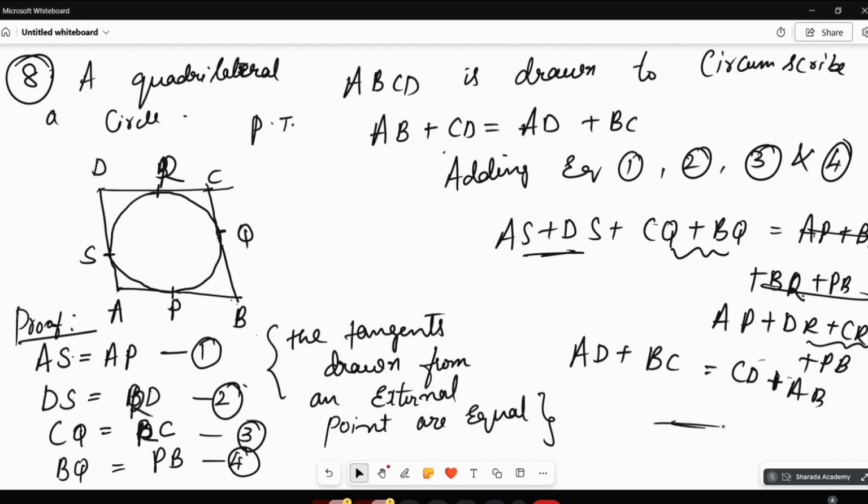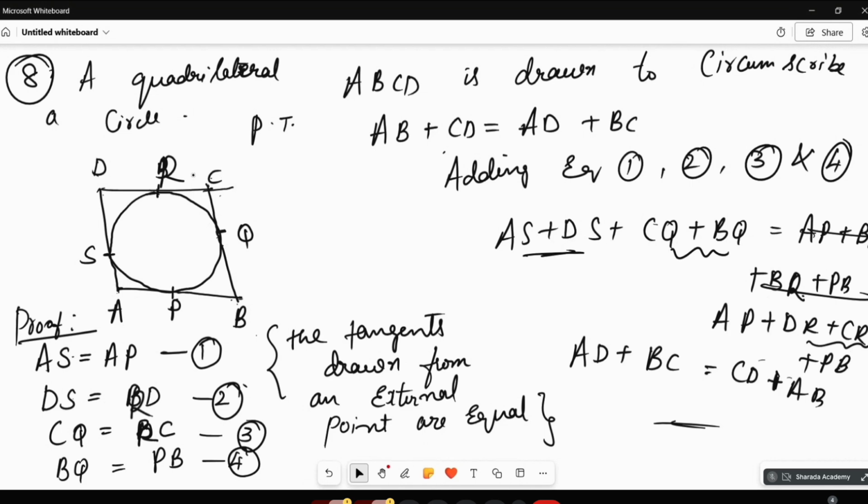Sometimes in the MCQs they will ask so that you have to use this result. So what you will get here, AD plus BC. If you add these two, that will be equal to CD plus AB. Again, I repeat, AD plus BC will be opposite sides. If you add them, that is equal to the other two opposite sides, that is AB plus CD.